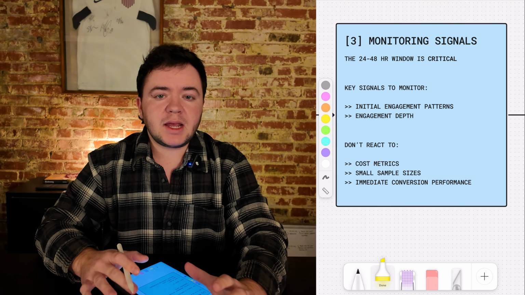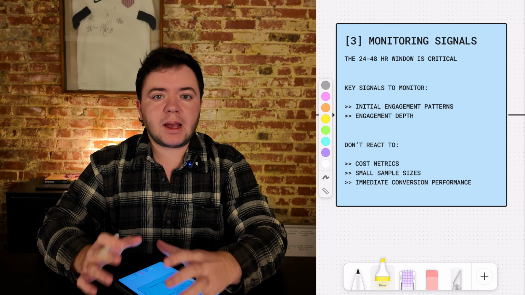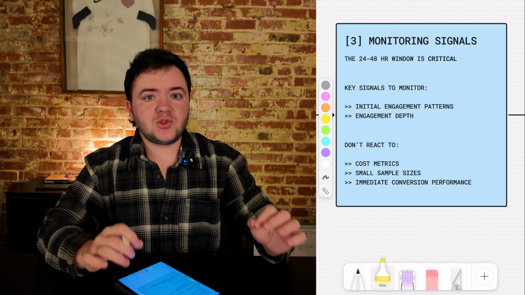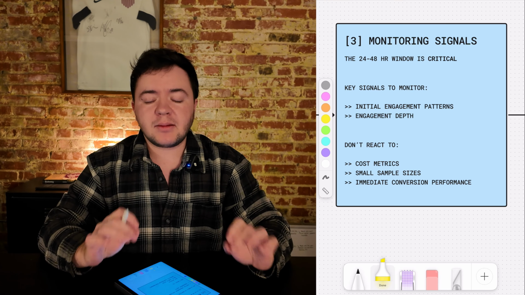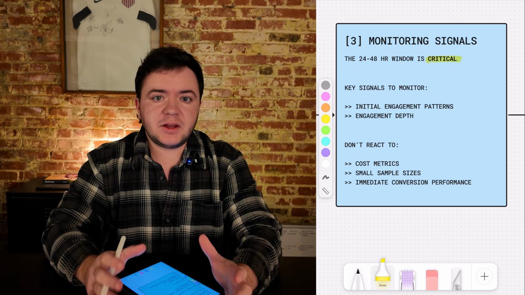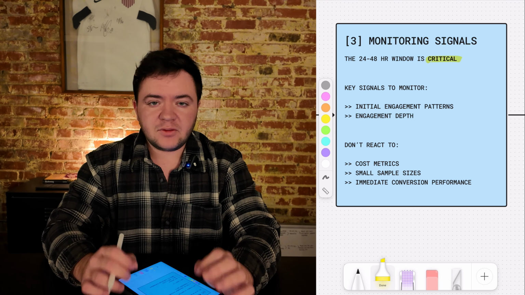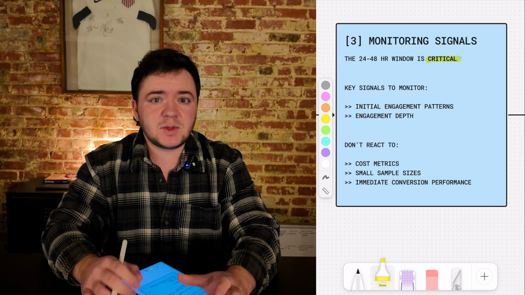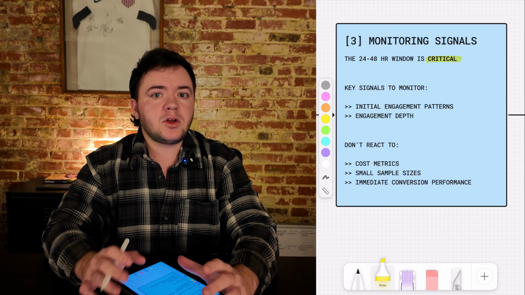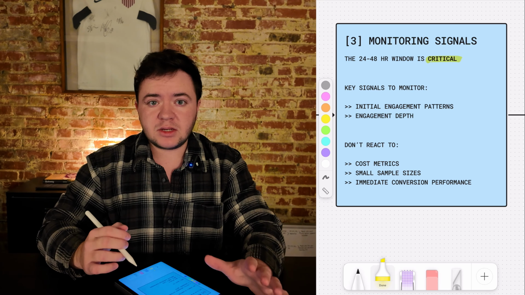Now, step 3 is where we get into more Andromeda specific tactics. For these new ad delivery systems, the first 24 to 48 hours are absolutely critical. This period is when Meta is looking at the ad to determine the potential value. And further, it's looking for specific engagement signals that determine whether or not the ad is worth scaling. So let's talk about the key signals that you need to monitor.